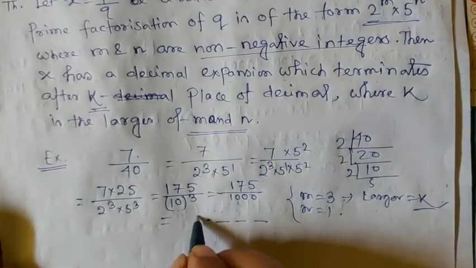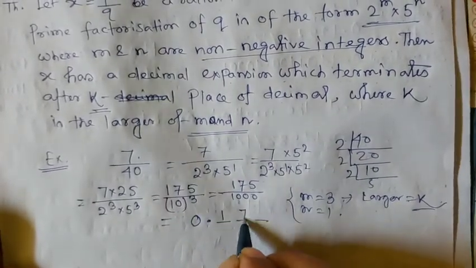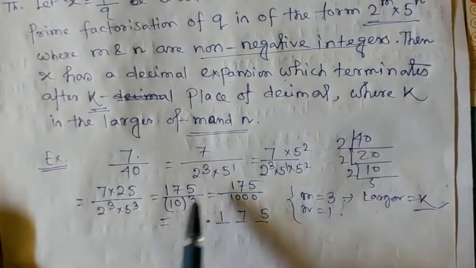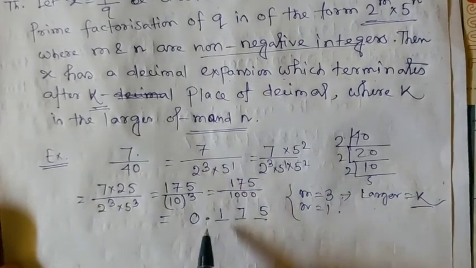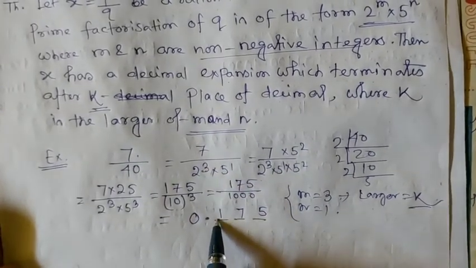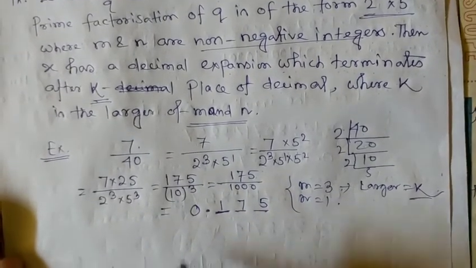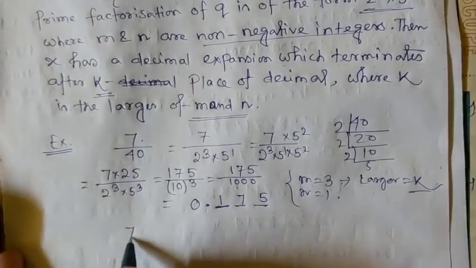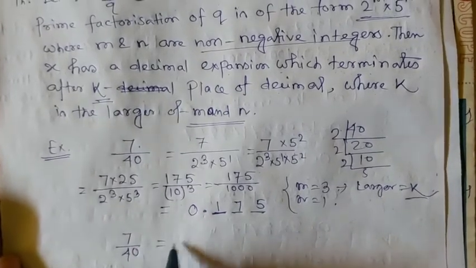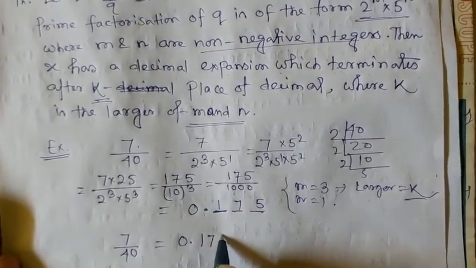So the result will be 0.175. Here 3 is the larger number. That's why after the decimal there are 3 numbers: 1, 7 and 5. So that means 7 by 40 is equal to 0.175.